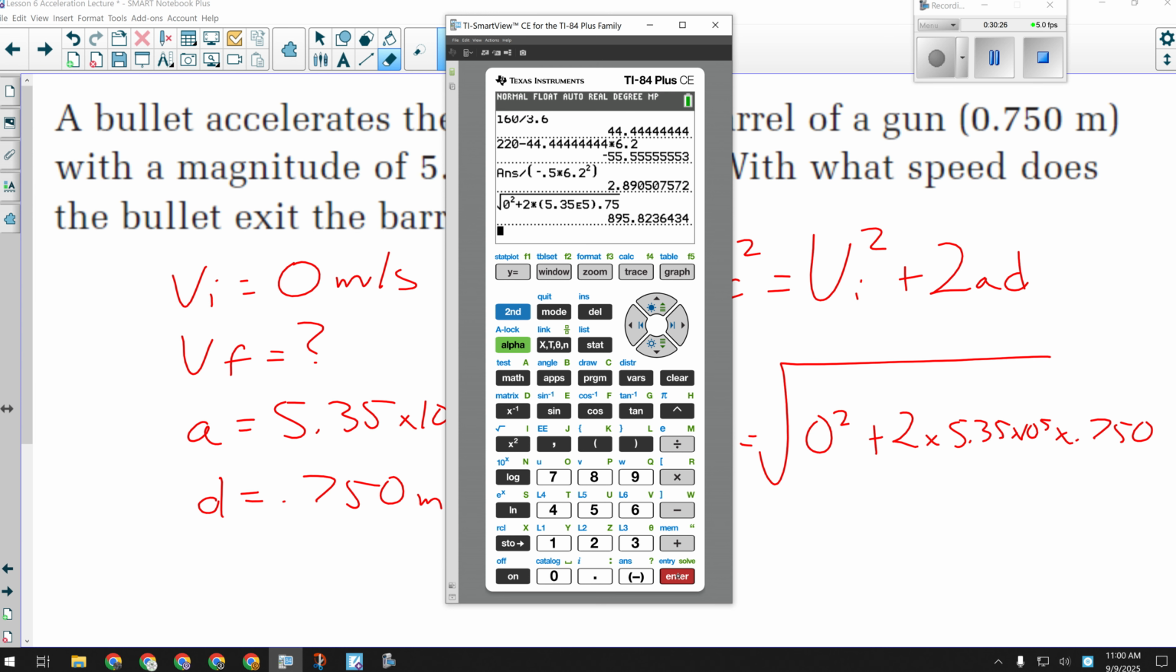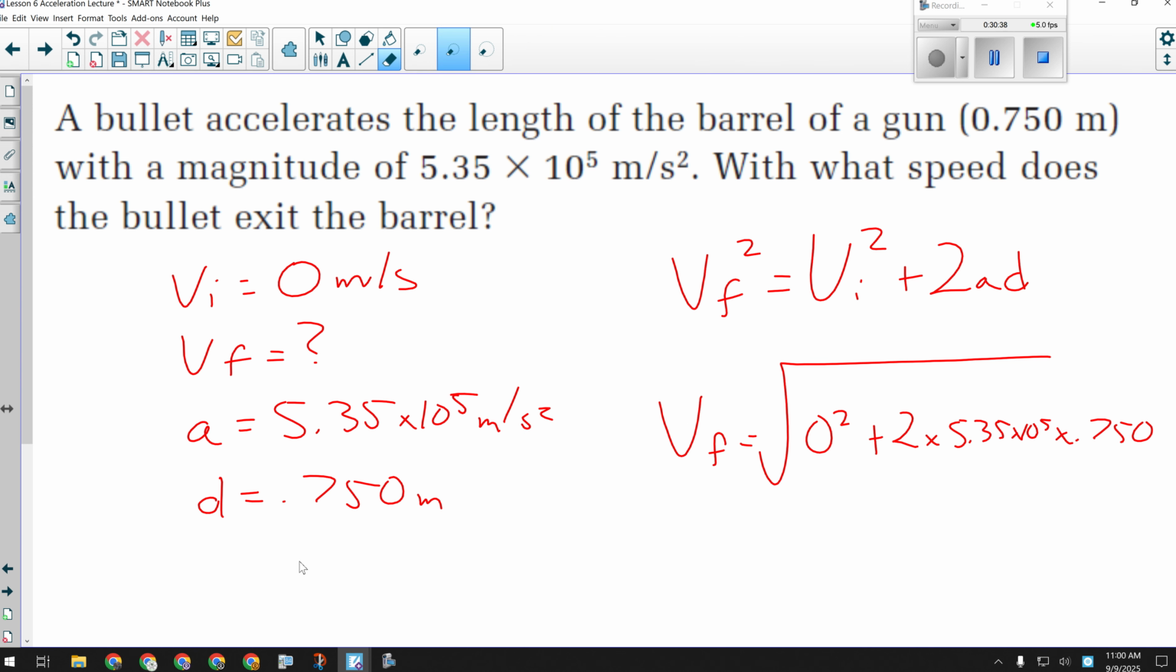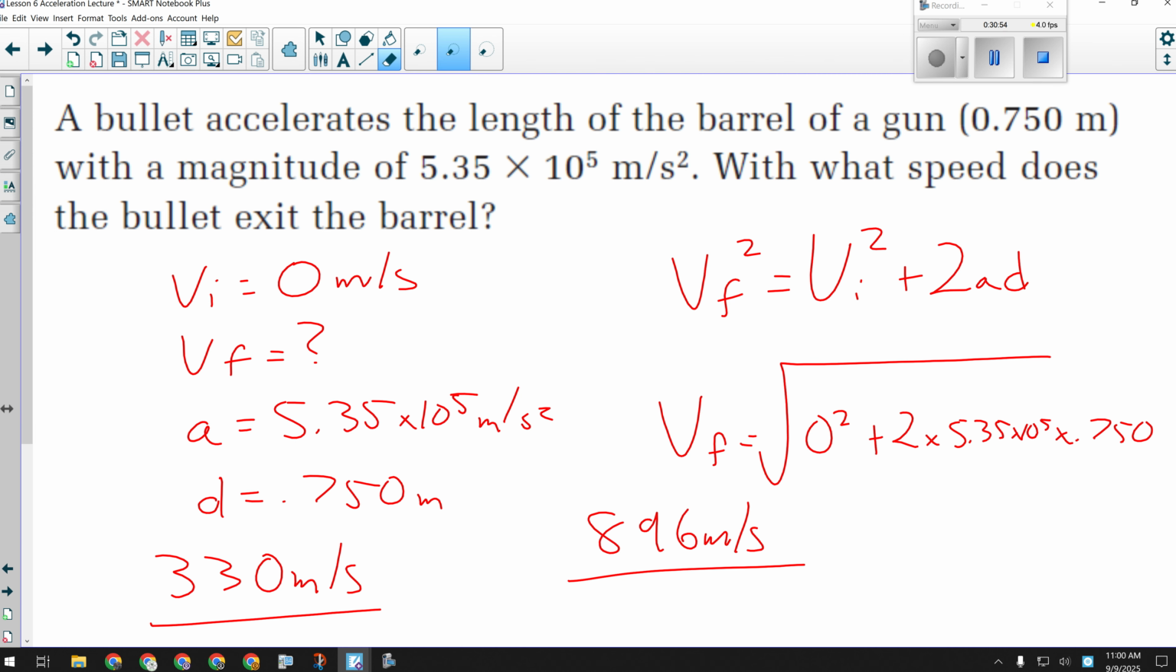So the bullet comes out of the barrel of the gun moving at 896 meters per second. Is that fast? Yeah. To give you context, that is about triple the speed of sound. Almost Mach 3.